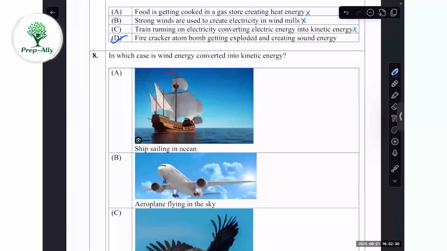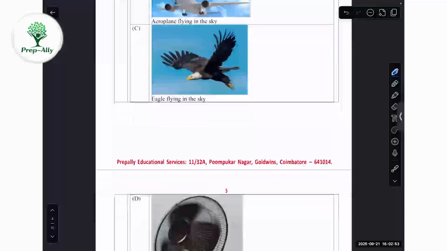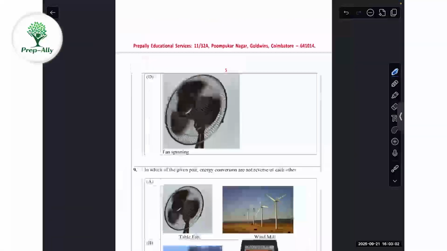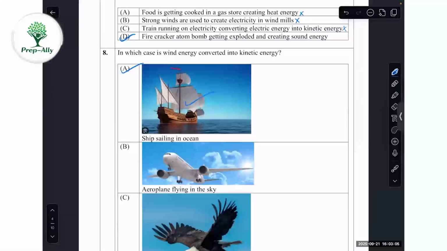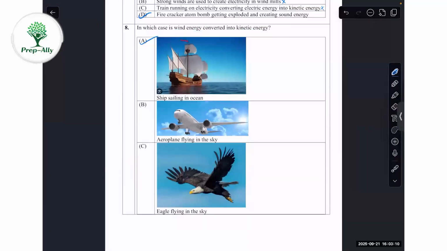In which case wind energy is converted to kinetic energy. Here wind energy is converted to kinetic energy of the ship. That is correct. In other cases, airplane flying, it's not like wind energy is converted to kinetic energy. It's actually based on the principle of Bernoulli's theorem, why airplanes and eagles, they're all able to fly above. Here anyway, electrical energy is converted to wind energy. So A is definitely the only clear-cut case which you can explain is an example of this.